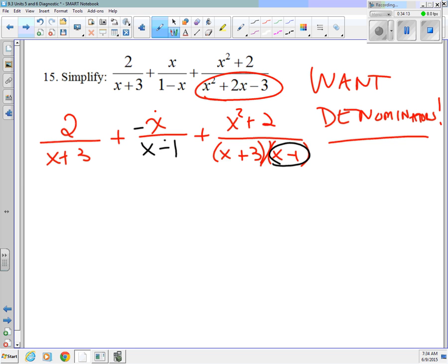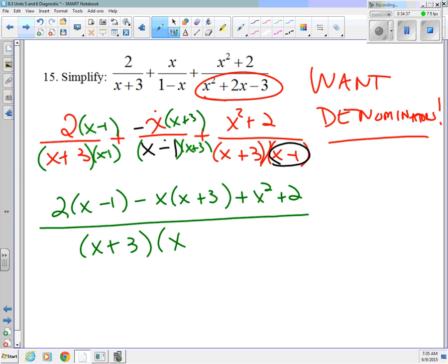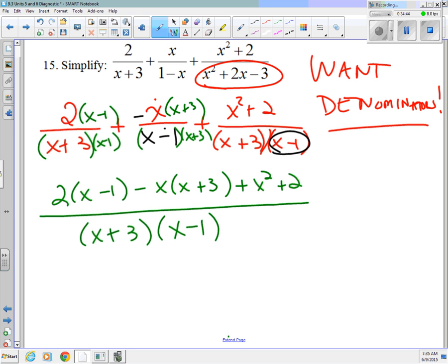So now it's just a matter of multiplying each fraction by what the other has that it needs. So this first fraction, 2 over x plus 3, I have to multiply by x minus 1, top and bottom. The second fraction needs an x plus 3. And the third fraction needs nothing. So I'm going to have 2 times x minus 1 minus x times x plus 3 plus x squared plus 2 all over x plus 3 times x minus 1. Now I'm going to expand the numerator, but I'm going to leave the denominator alone because I like the denominator as a factored form here.